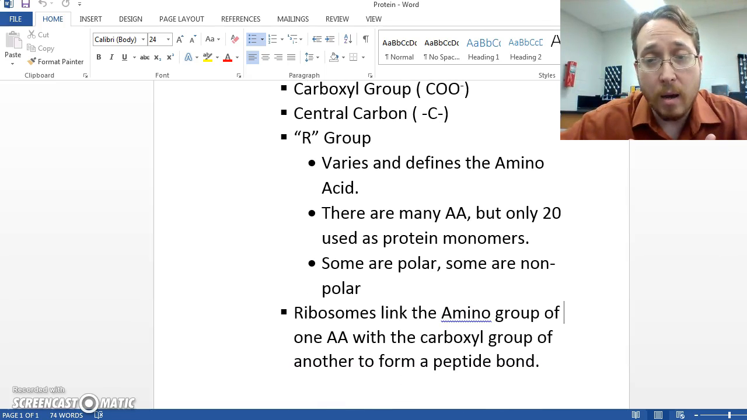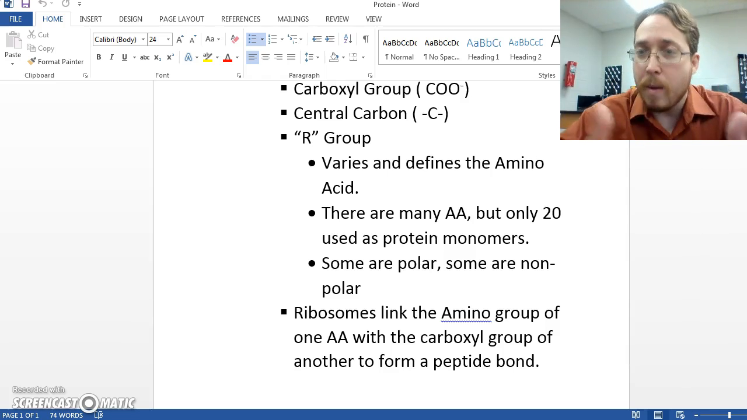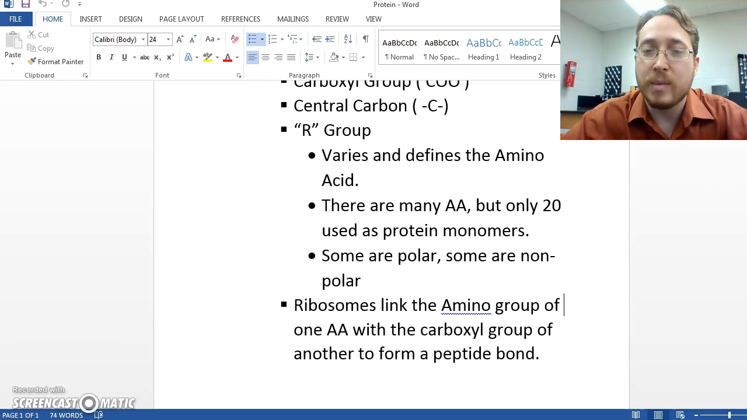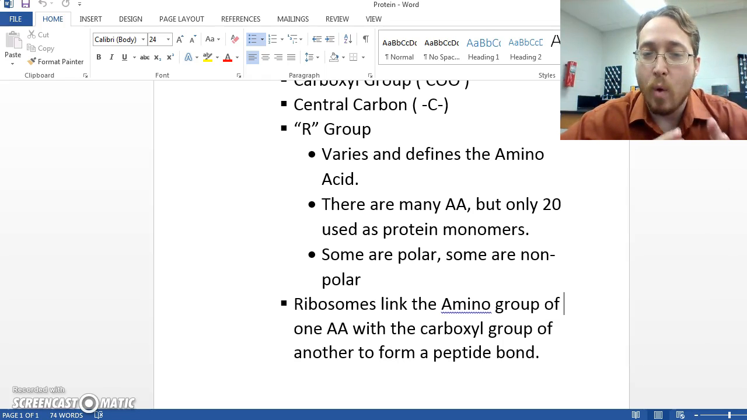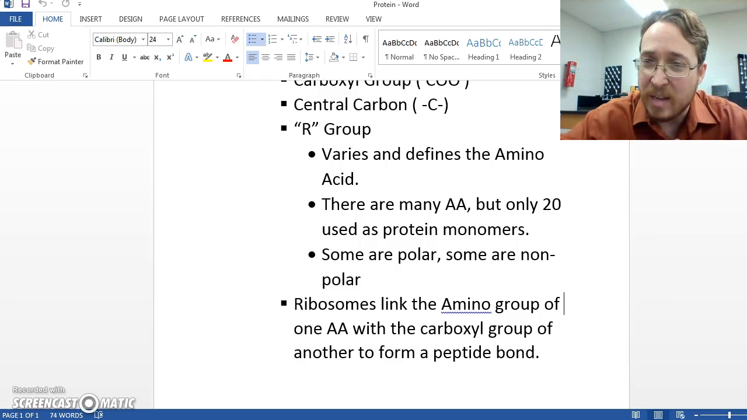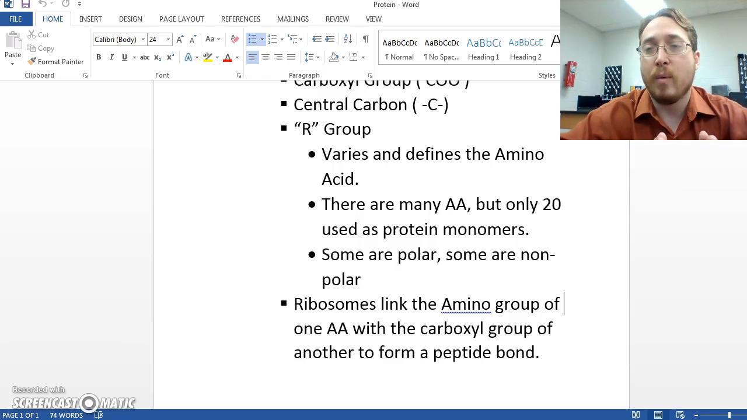There are many R groups, there are many amino acids, but only 20 are used in protein as protein monomers, and some of those amino acids are polar and some are nonpolar. To go from the monomer to the polymer, the ribosomes link the amino group of one amino acid with the carboxyl group of another to form a peptide bond. We're going to go more into what is entailed in that and what happens to that polypeptide in our next video.